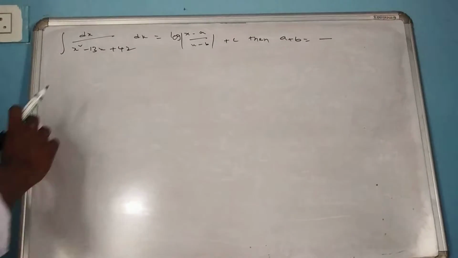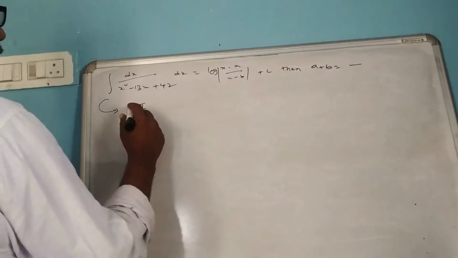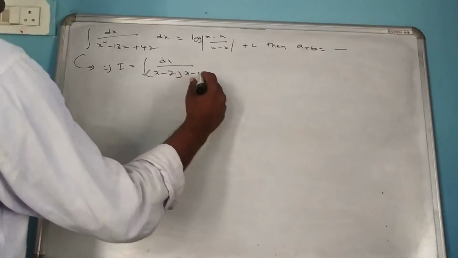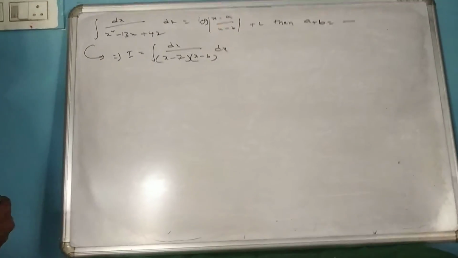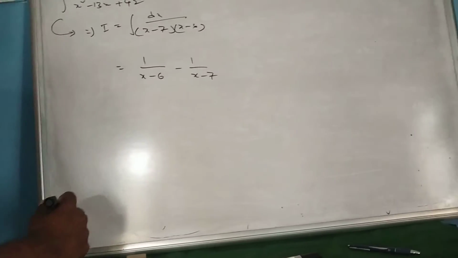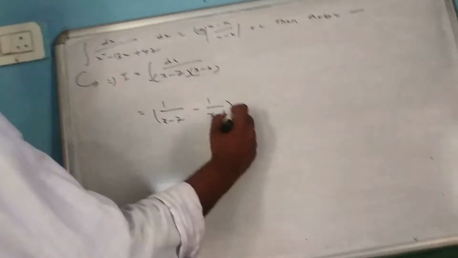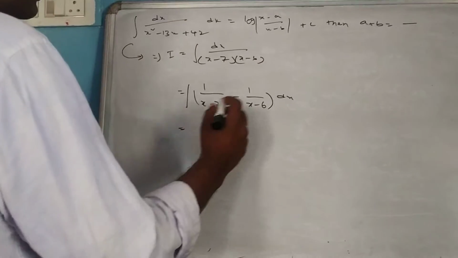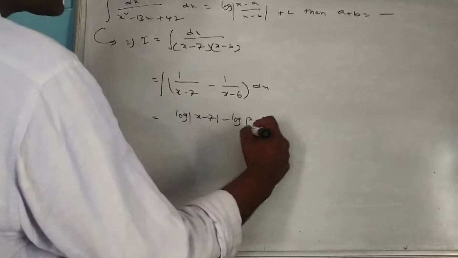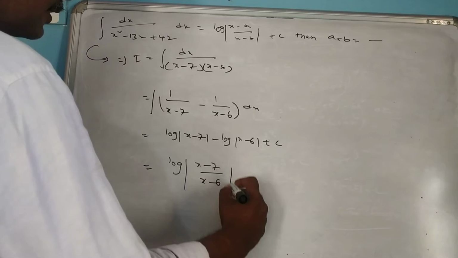Friends, this can be split into partial fractions. 7 times 6 is 42. I is equal to the integral of dx by (x minus 7) into (x minus 6). There is also minus 6 by minus (x minus 7). Simplifying this, you will get, on integration, log (x minus 7) minus log (x minus 6) plus c. This is log of (x minus 7) by (x minus 6) plus c.